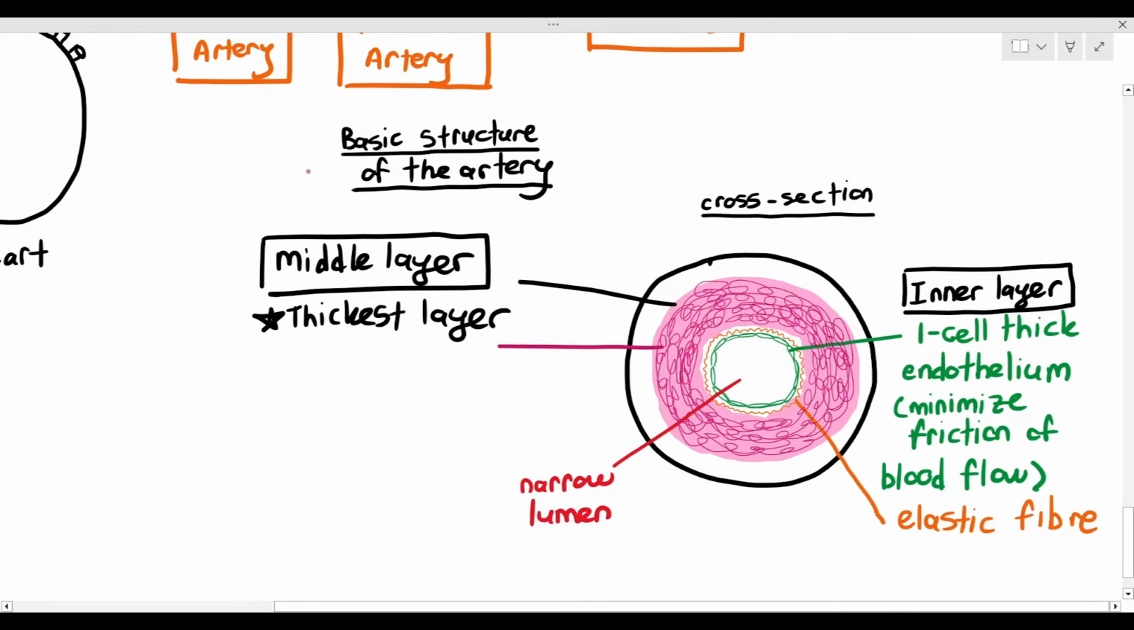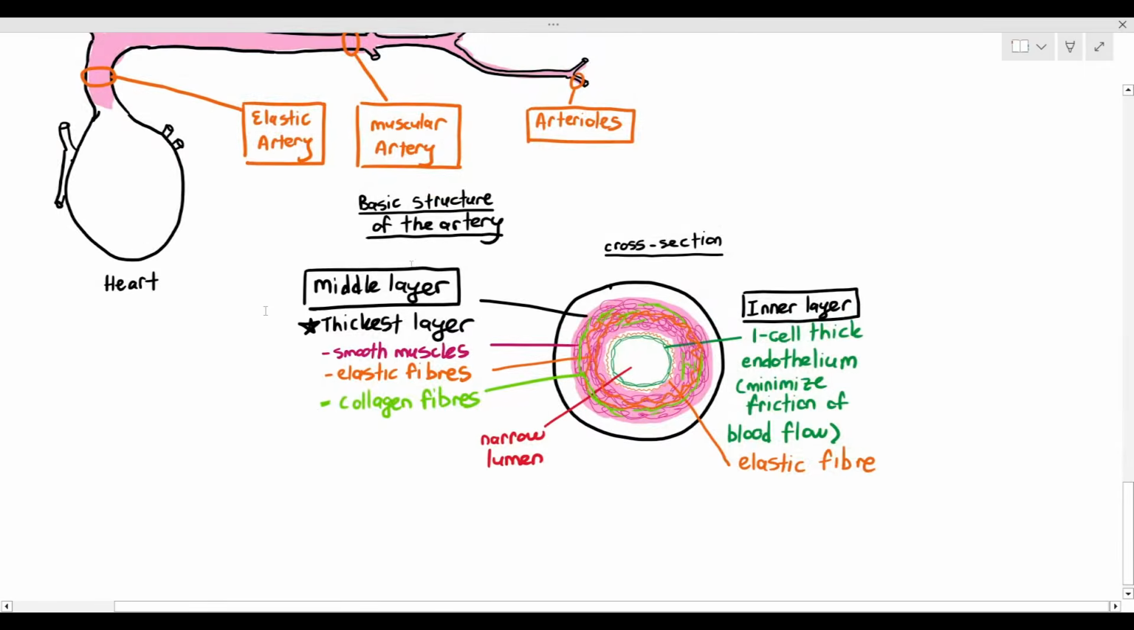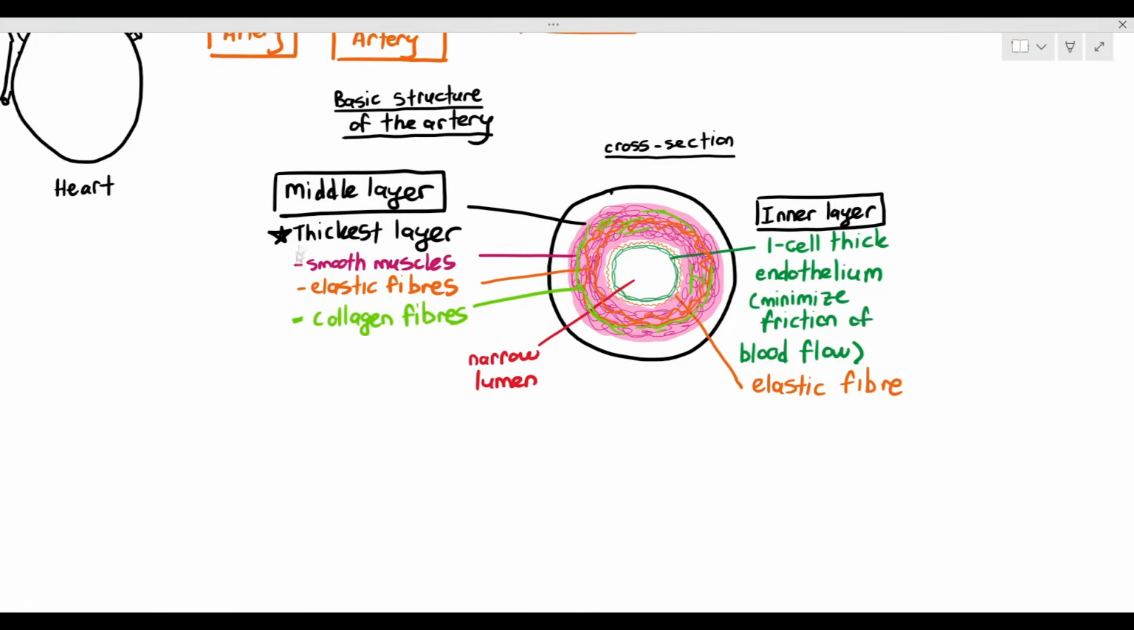Now, the middle layer is made up of these purplish things that I've drawn in like squiggly or loopy lines, and those cells are known as smooth muscles. And I'm also drawing some orange color lines. I hope you can see that. Those orange color lines are the elastic fibers, and a very thin layer of green color lines in the middle layer, which are the collagen fibers. I hope you can see them very clearly.